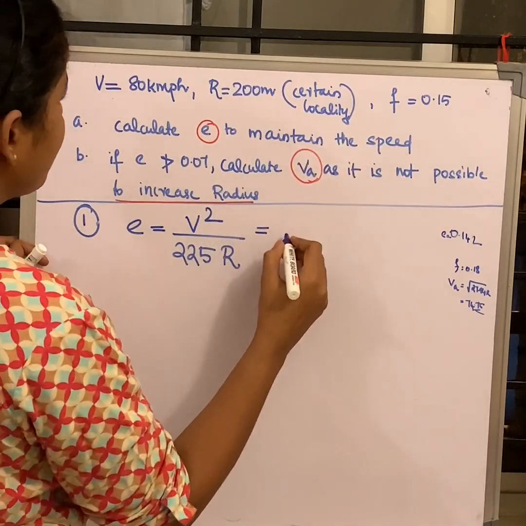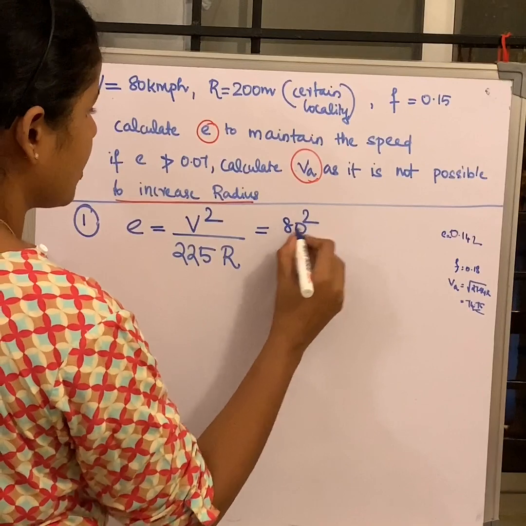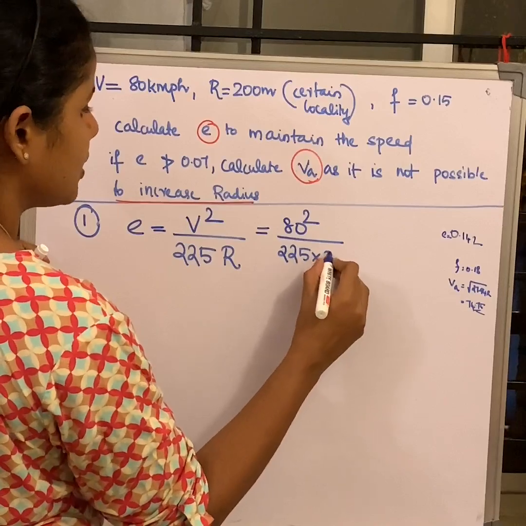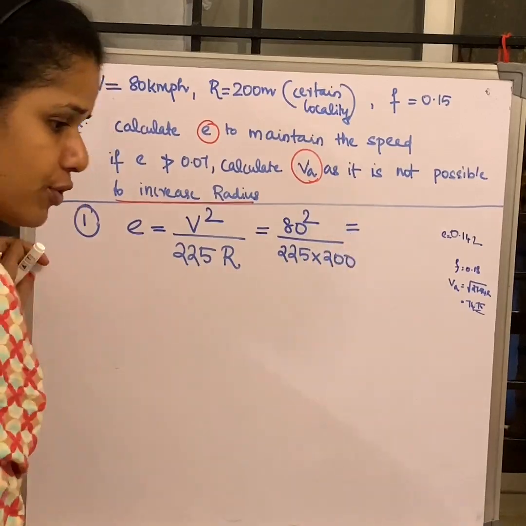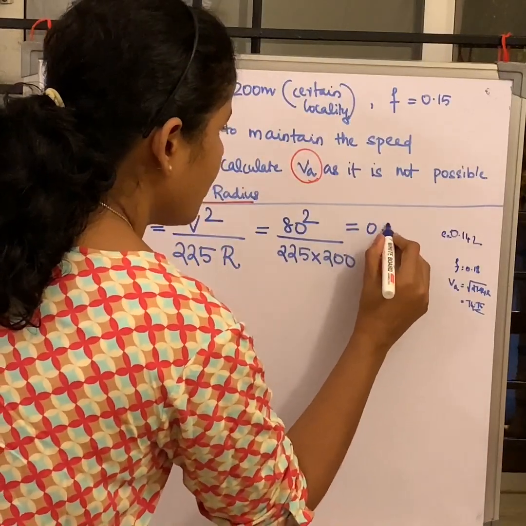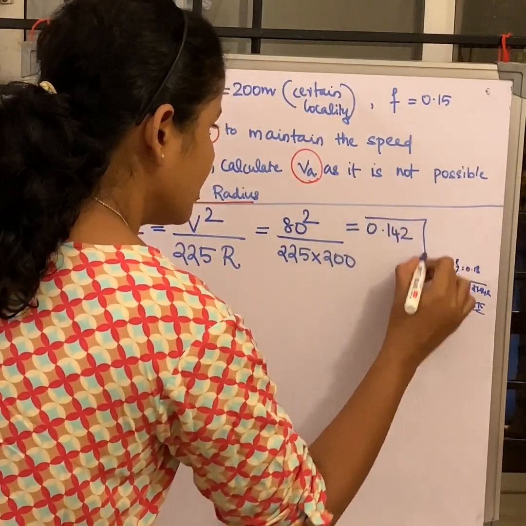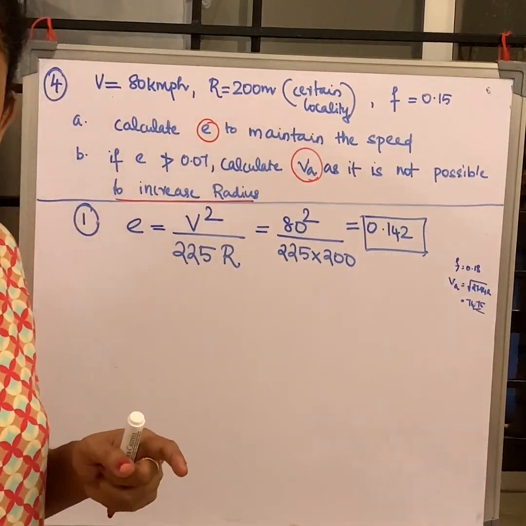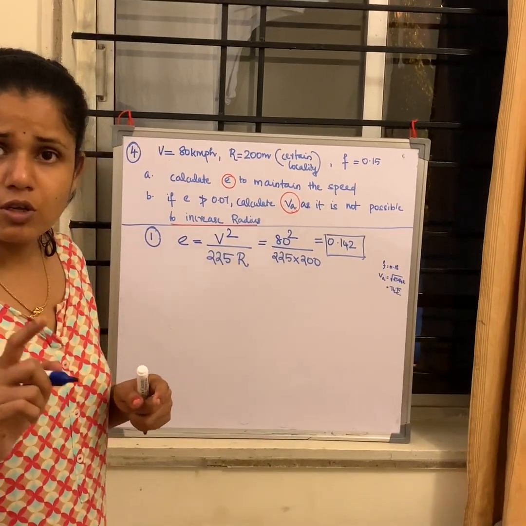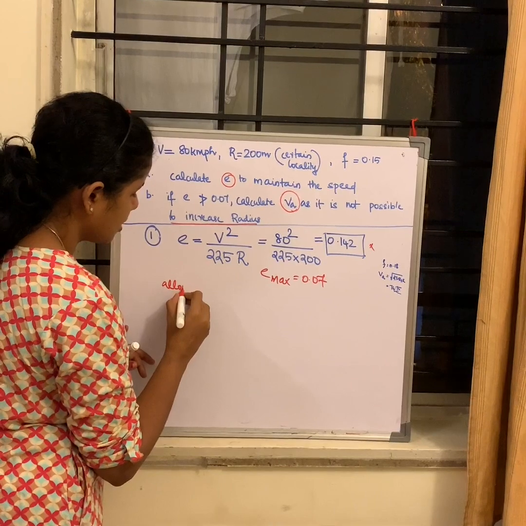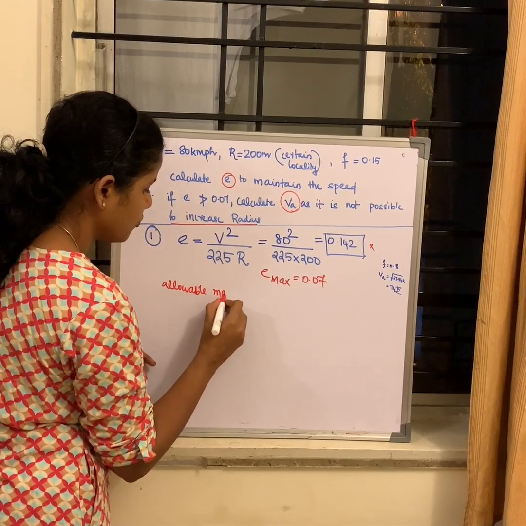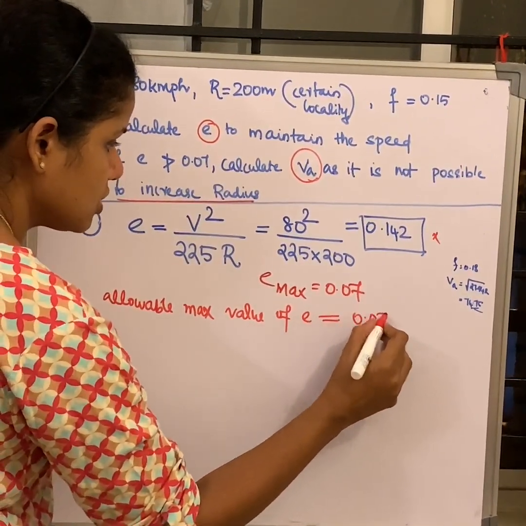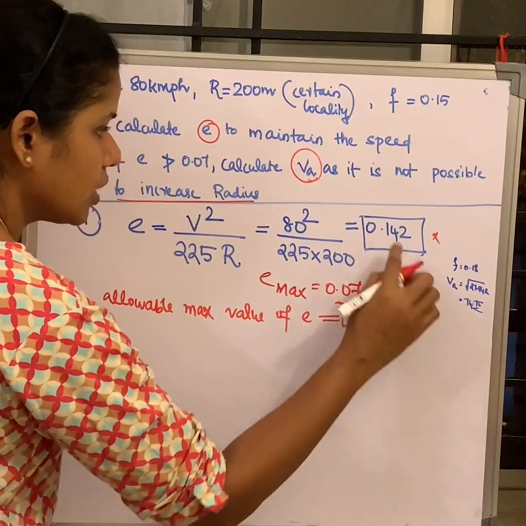So substitute the values. V is given as 80 km per hour. So 80² divided by 225 into R, which is 200 meter. If you do so, your answer is 0.142. Okay, E value is 0.142. What is the meaning of this? Superelevation 0.14. Is that possible? No, because the allowable maximum value of superelevation is 0.07, not the one we calculated, 0.142.